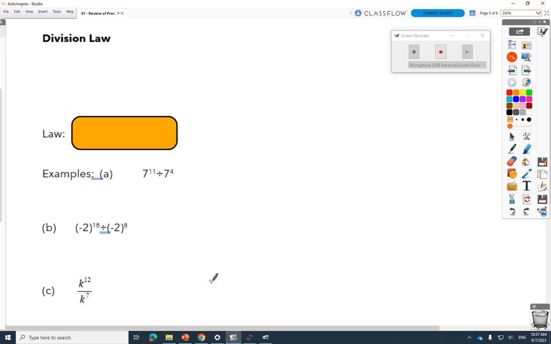Division law. Well, this is not too exciting after seeing that one. But I'll do a motivating example here. Division law, I'll do 3 to the 9 over 3 to the 4. Future teachers, 3 is a good number to work with because it's a prime number. If you use 2 here, things can get a little confusing.